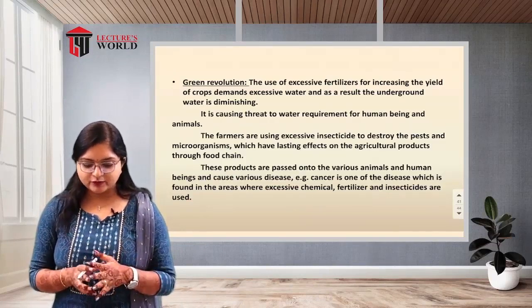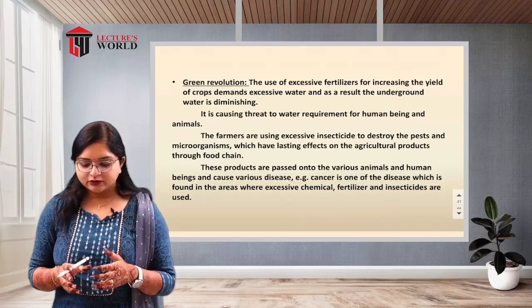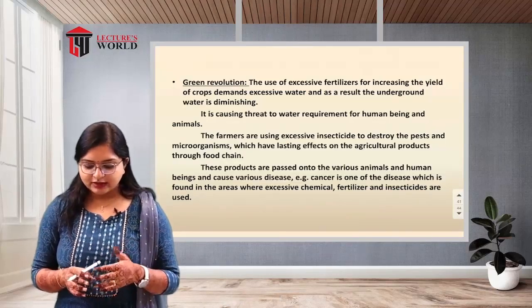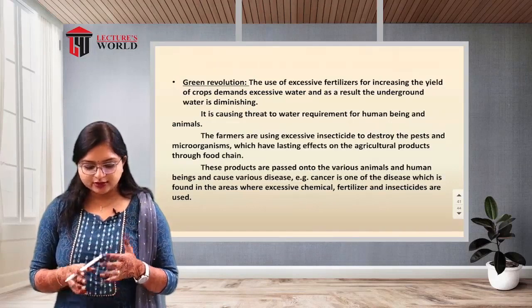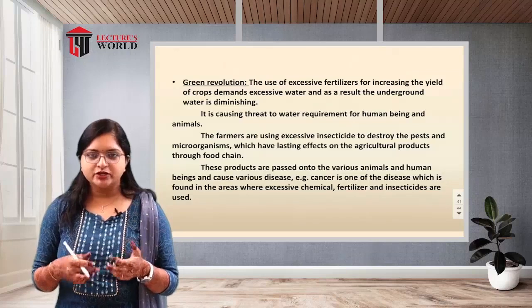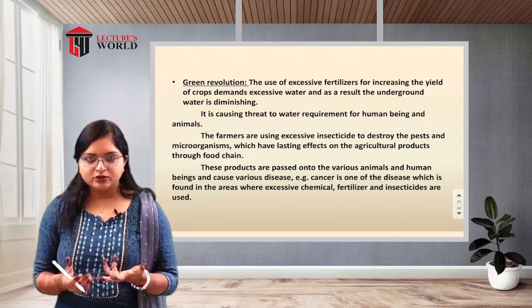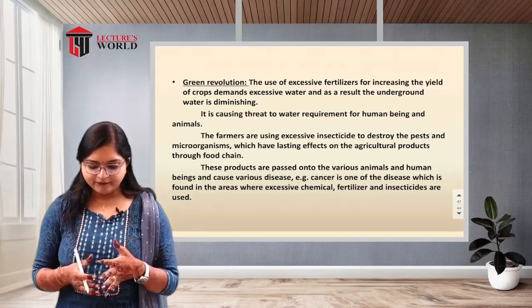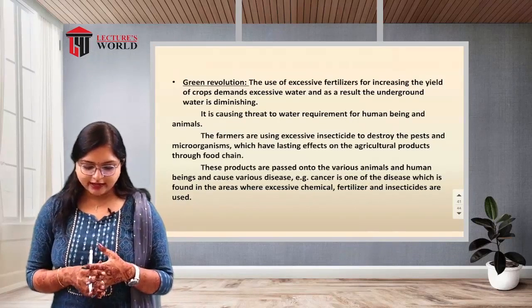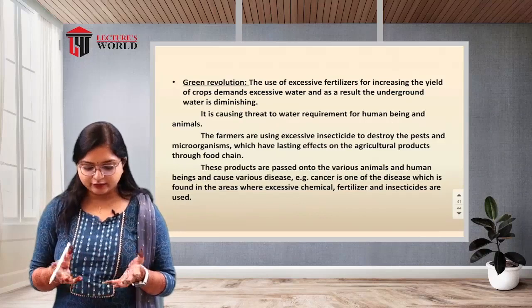The farmers are using excessive insecticides to destroy the pests and microorganisms for the farming, which have lasting effects on the agricultural products through the food chain. So due to this green revolution, the food chain is also damaged or breaking. These products are passed on to the various animals and human beings and cause various kinds of diseases.